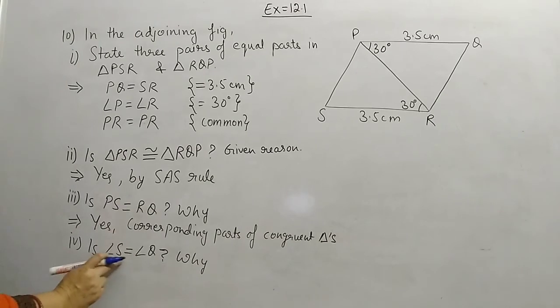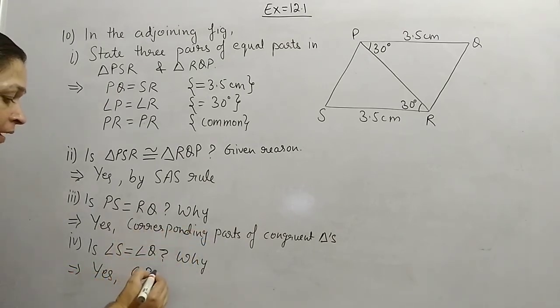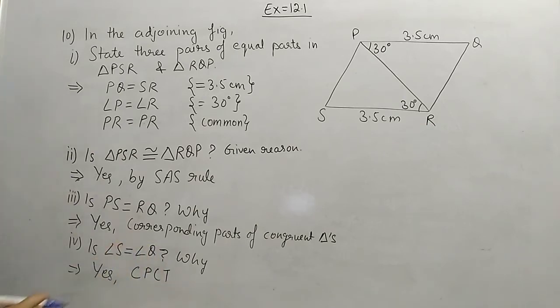Next is angle S equal to angle Q. Yes, this angle also will be equal, and the same reason, corresponding parts of congruent triangles, which you can write in short CPCT.